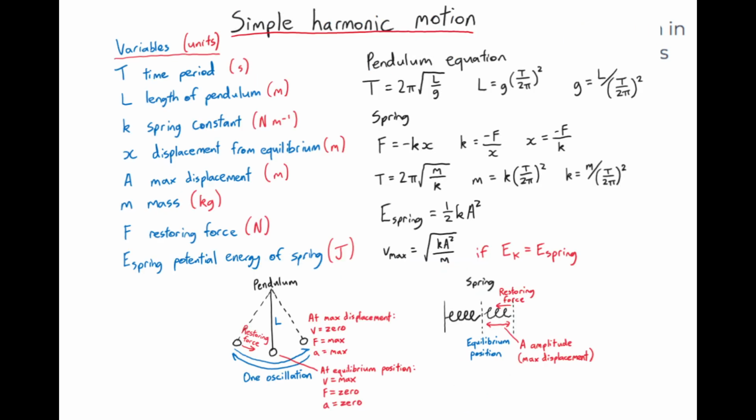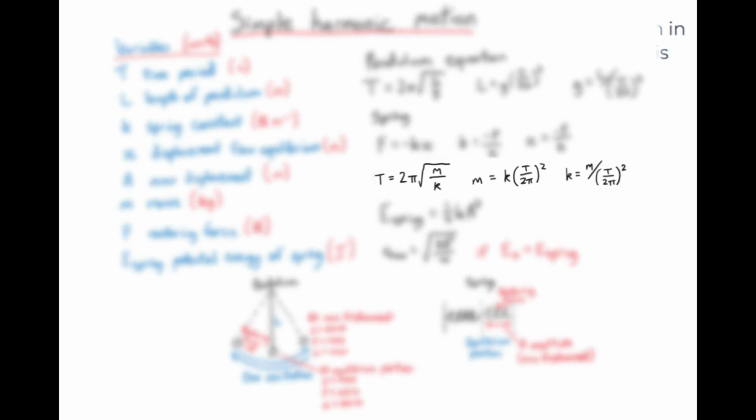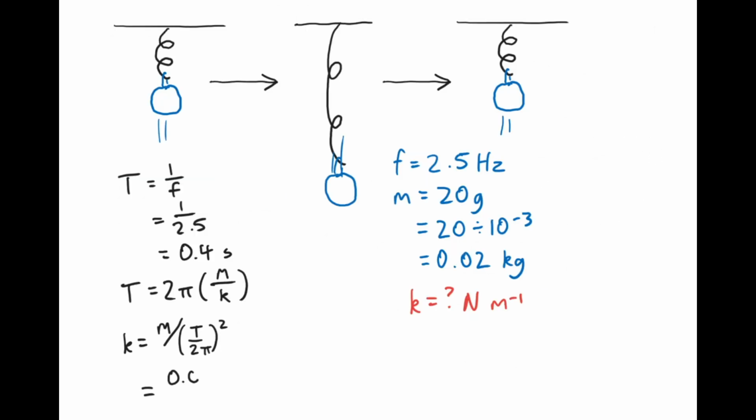We need to rearrange the equation for k. So k equals m over (t over 2 pi) squared. Let's substitute the numbers. k equals 0.02 over (0.4 over 2 pi) squared.